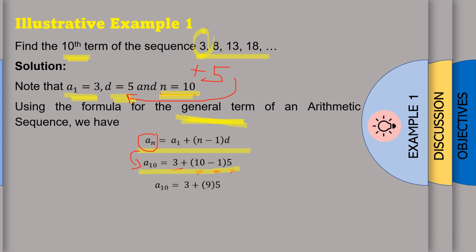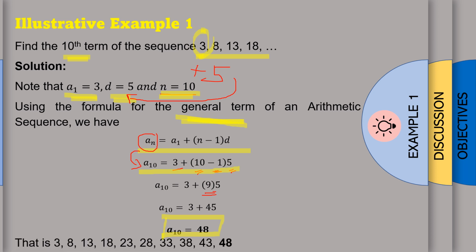So, just bring down a sub 10. And then you have 3, bring down, and then GEMDAS rule. So, groupings muna inside the parentheses. So, you have 10 minus 1, that is 9. Okay, and then you copy 5 here. So you have now a sub 10 is equal to 3 plus 9 times 5. And then a sub 10 is equal to 3 plus 45, since 9 times 5 is 45. Therefore, we need to finalize this one, that our a sub 10, o yung ating 10th term, is 48.